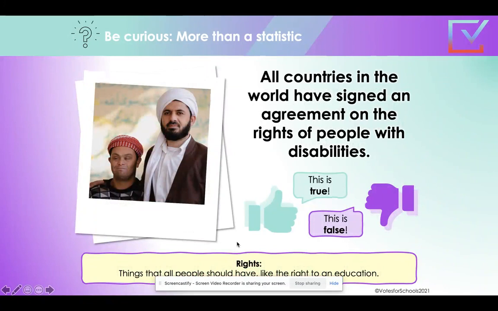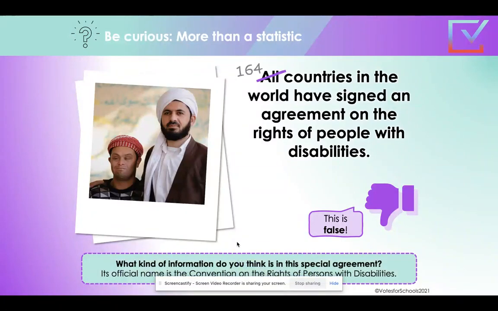All countries in the world have signed an agreement on the rights of people with disabilities. Do you think this is true or false? Remember, rights are things that all people should have, like the right to an education. This is false. Only 164 countries in the world have signed this agreement. What kind of information do you think is in this special agreement? Its official name is the Convention on the Rights of Persons with Disabilities.